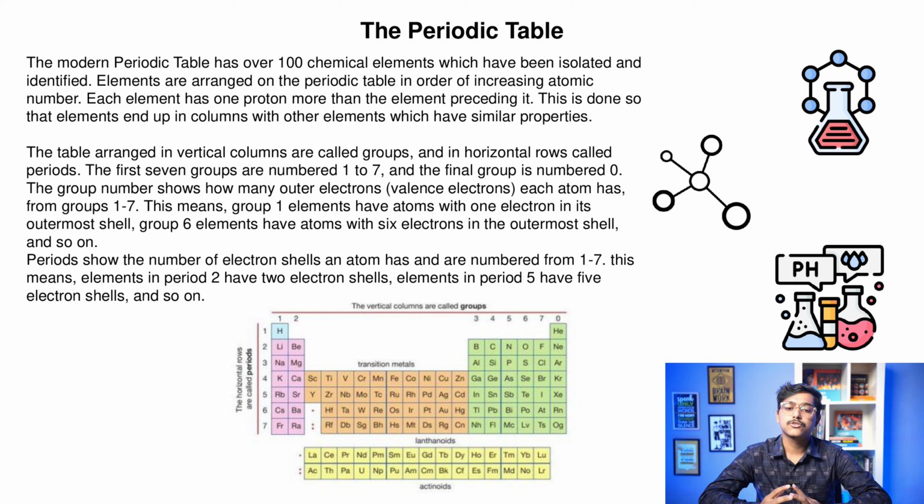Periods show the number of electron shells an atom has and are numbered 1 to 7. This means, for example, elements in period 2 have two shells, whereas an element in period 7 has 7 electron shells in every atom.